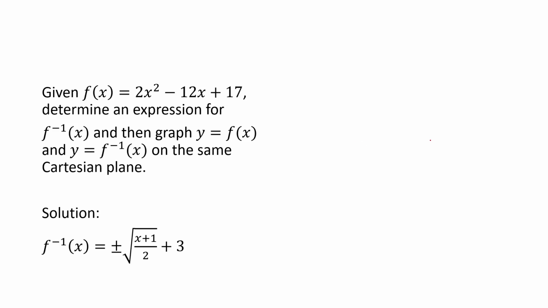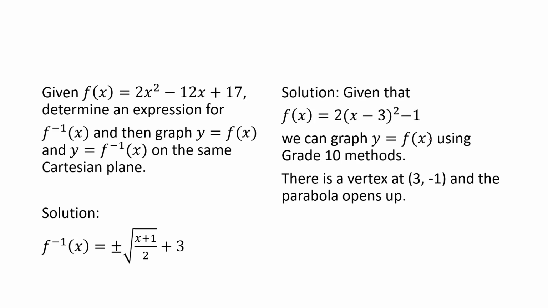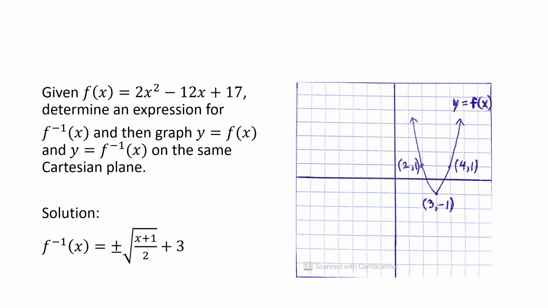Okay, now we want to graph the original function and the inverse on the same curve, so we're going to graph the original function using grade 10 methods. The original function has a vertex at (3, negative 1), and it opens up. And sometimes people say, well, I know there's a vertex here and I know it opens up. I don't know how wide to make it.